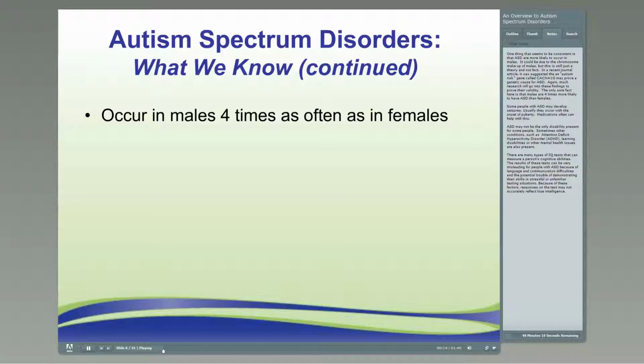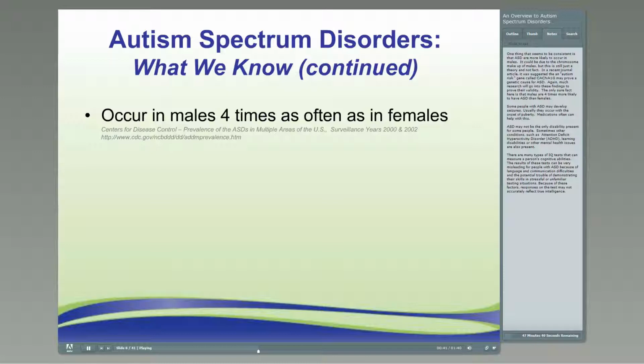In a recent journal article, it was suggested that an autism risk gene called CACNA1G may prove a genetic cause for autism spectrum disorders. Again, much research will go into these findings to prove their validity. The only sure fact here is that males are 4 times more likely to have autism spectrum disorders than females.